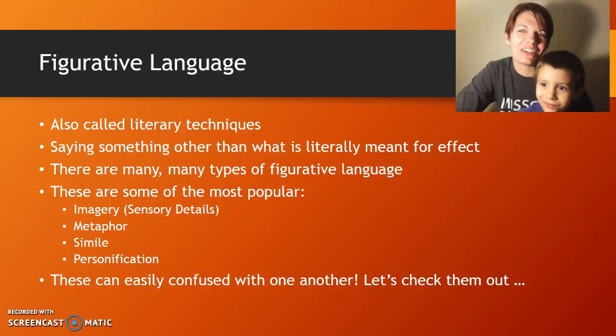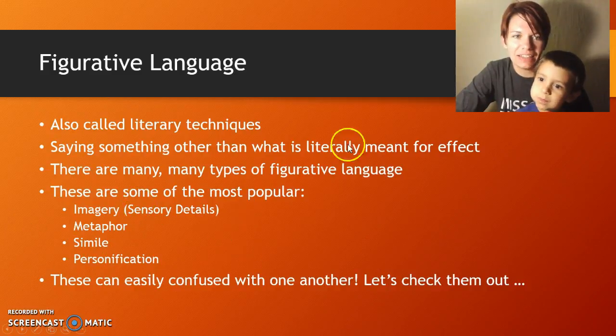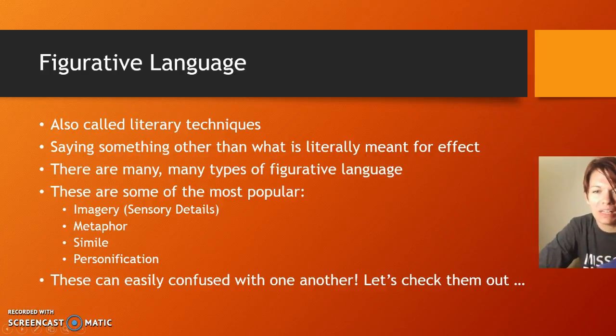All right, so let's start by just kind of defining figurative language. Figurative language is also called literary techniques. It says something other than what is literally meant for effect. There are many, many types of figurative language, and today we're just going to be talking about some of the most popular. There'll be other videos that will talk about some of the others, and the ones we'll be doing today will be imagery, metaphor, simile, and personification. And one of the reasons we're pairing all these together is because they can be easily confused. So we're going to take some time to separate them out.